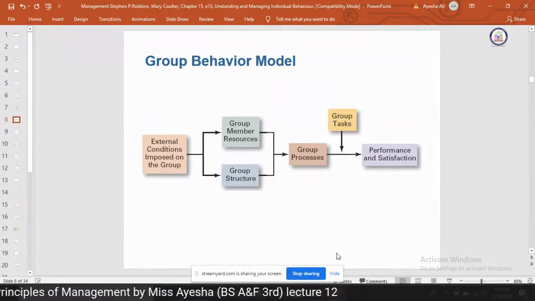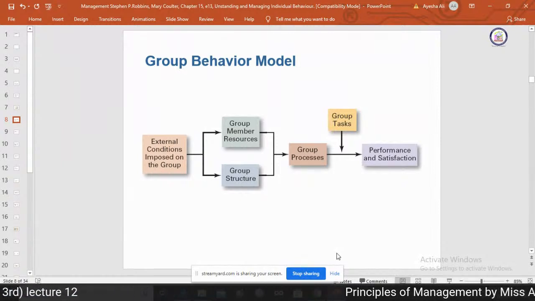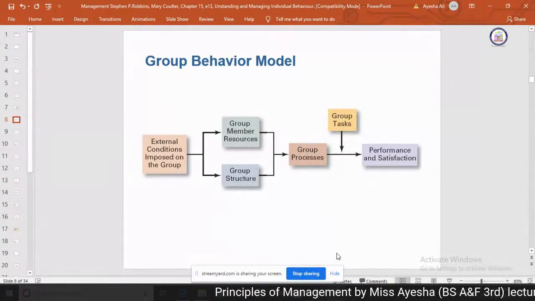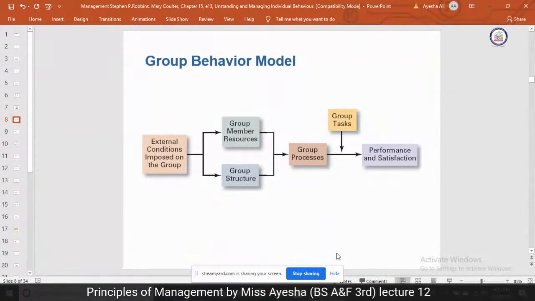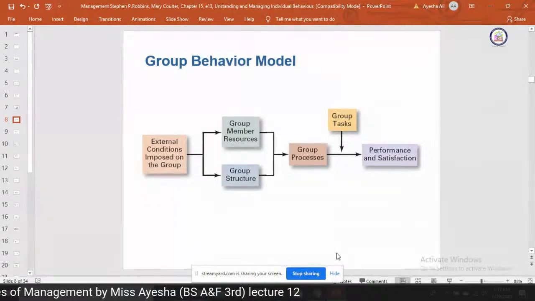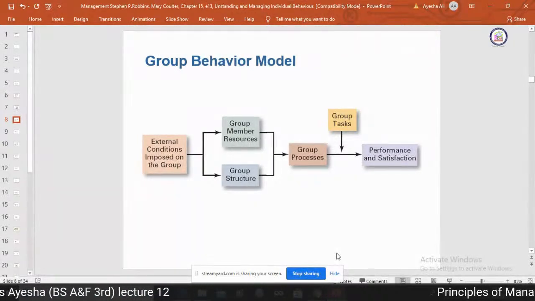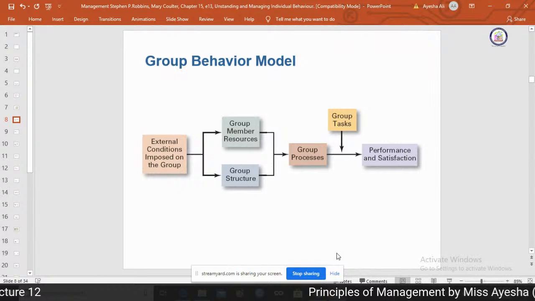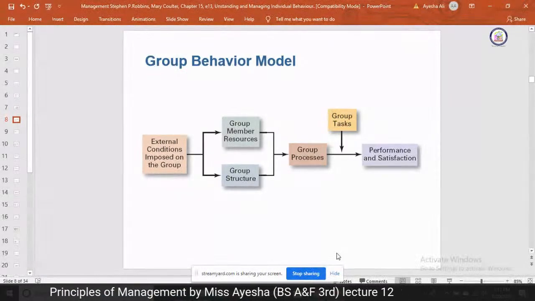Whether they are organized in a centralized way or a decentralized way, whether they are participative, whether they are democratic, whether they are autocratic, whether they are a mixed group, whether they are an open group, whether they are a closed group. What type of structure do they have?